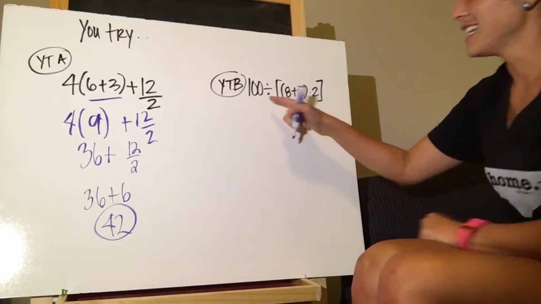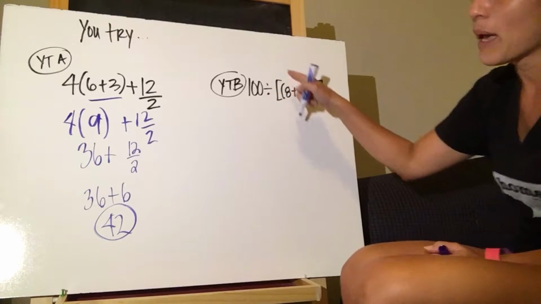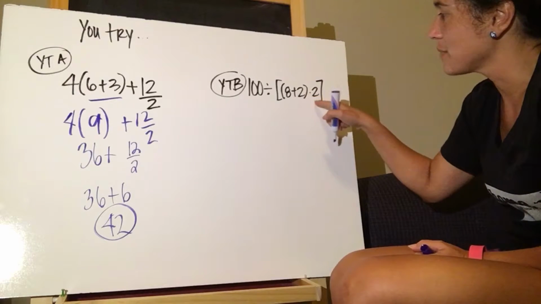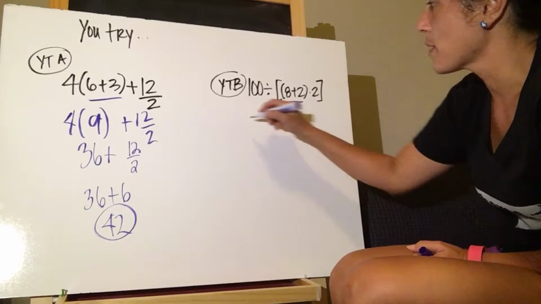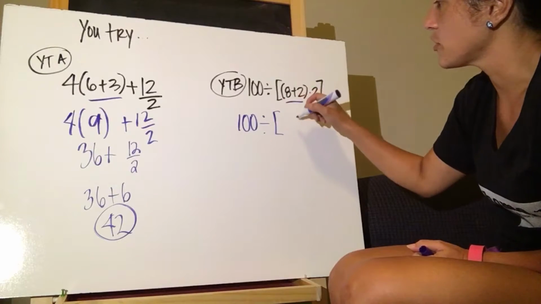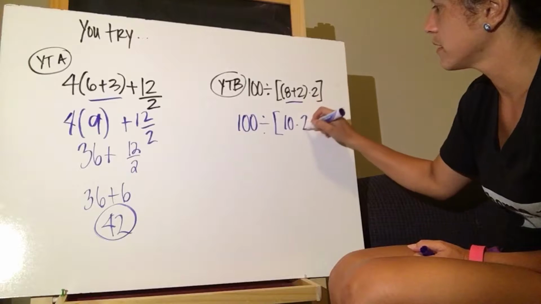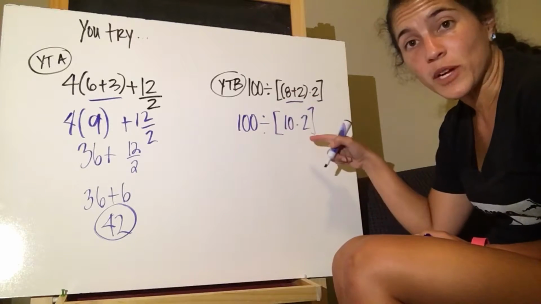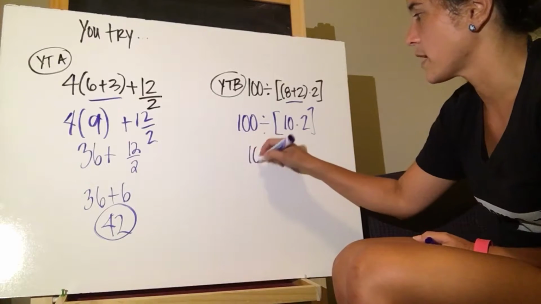You try B. 100 divided by bracket 8 plus 2, close parentheses, times 2. So I'm going to start with my innermost bracket. I just bring everything else down. 8 plus 2 is 10. And then times 2. I still continue with my grouping symbols. 10 times 2 is 20.